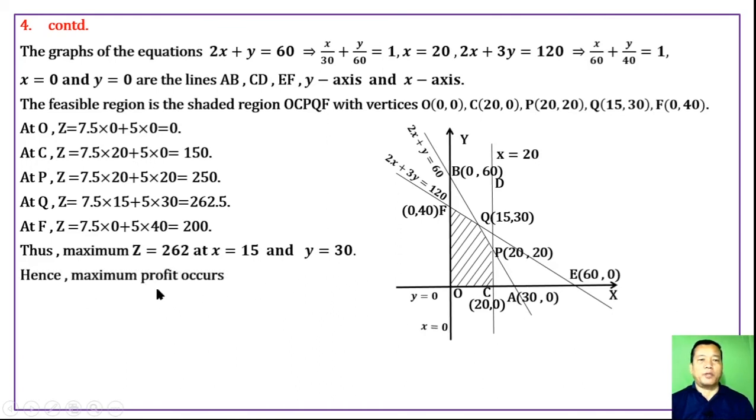Hence, maximum profit occurs when the number of type A and B are 15 and 30.